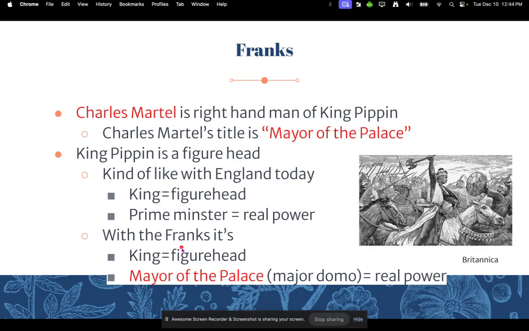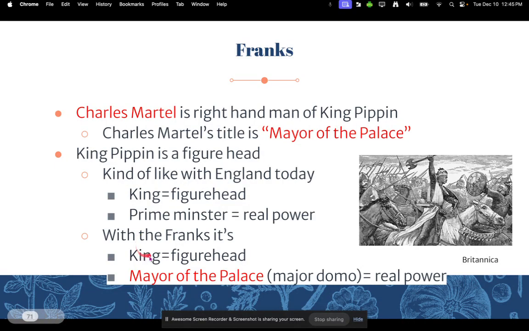So instead, Charles Martel is the right-hand man of the king. The king at this time is Pippin, and Charles Martel's title is the mayor of the palace. So King Pippin is a figurehead. We talked about this during the Japan slideshow. It's kind of like with England today. The king is the figurehead, the prime minister has the real power. So even way back in the Middle Ages, it was a very similar concept.